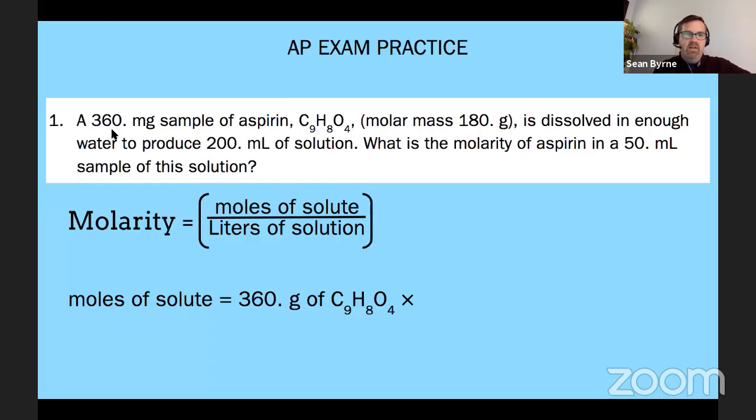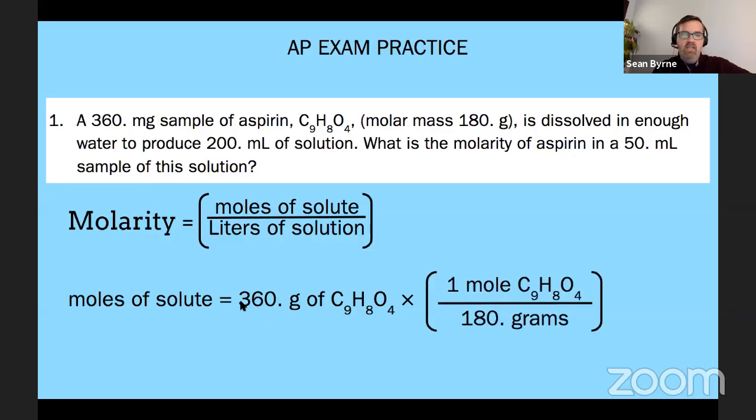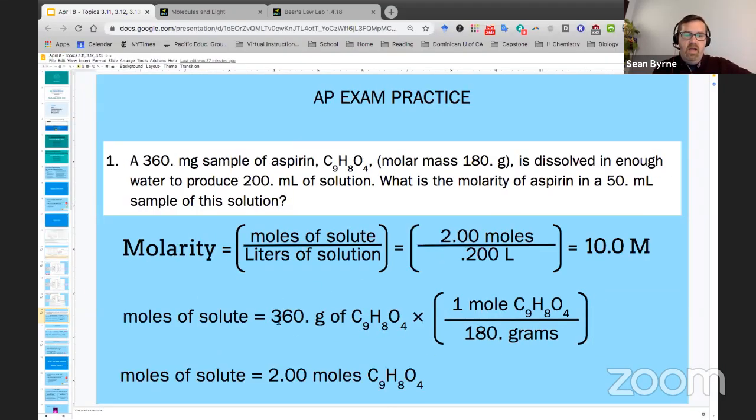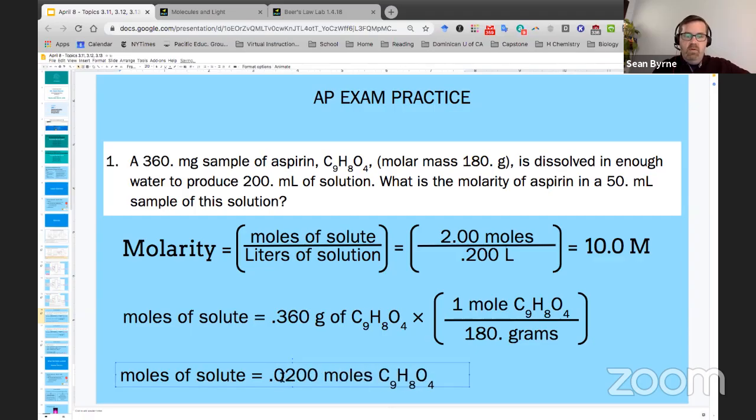So our moles of solute are 360 grams. I made a mistake there. I just checked on that. So we're going to do some quick math in our heads. We're going to edit this live as we go through here, guys. We're going to have 0.002 moles of our solution, because we're converting that milligrams into grams. When we divide by 180 grams, it gives us 0.002. That's going to change this answer up here to 0.002, right? And so I'm going to move my decimal point over.